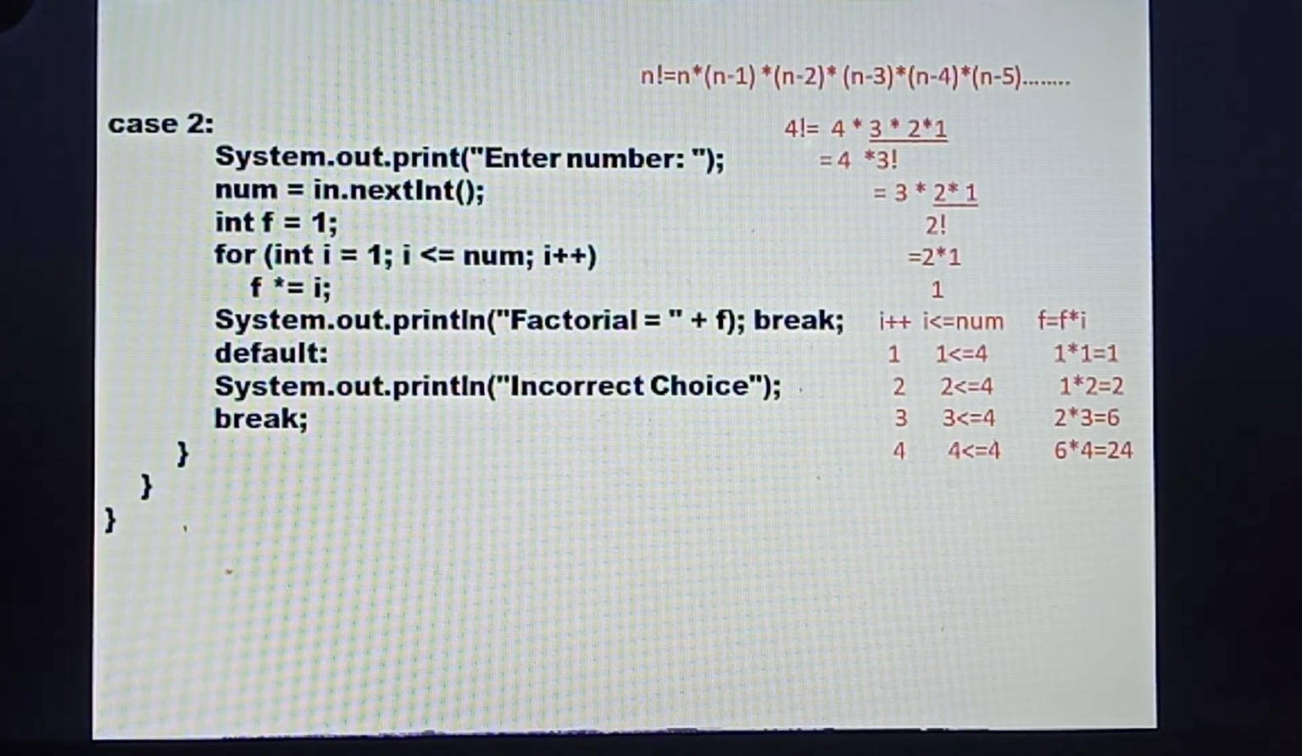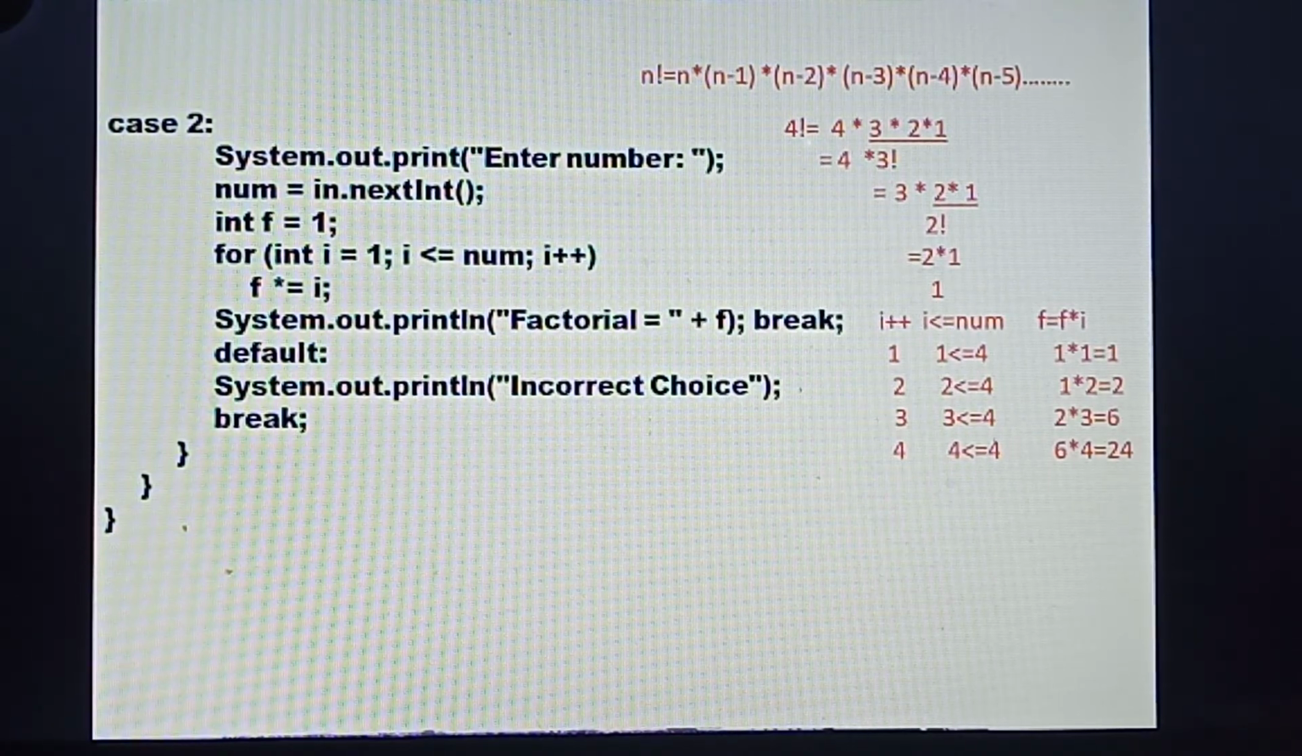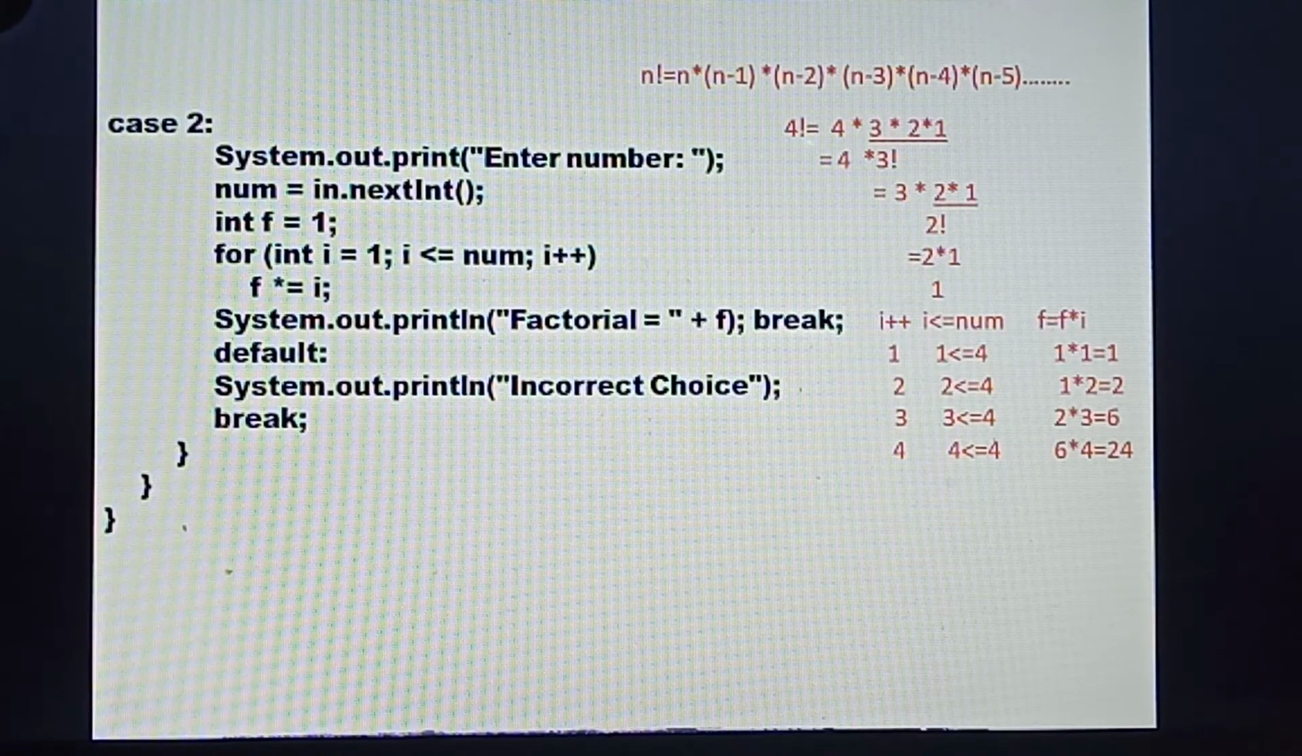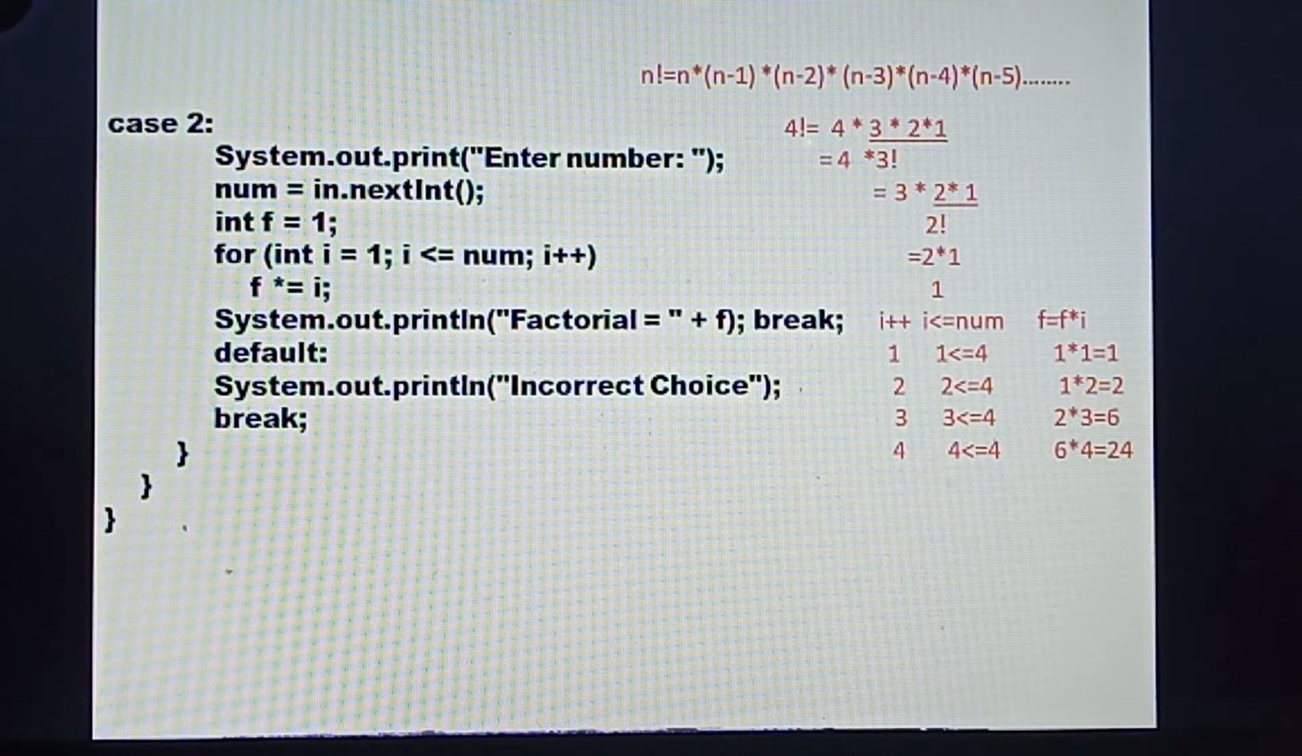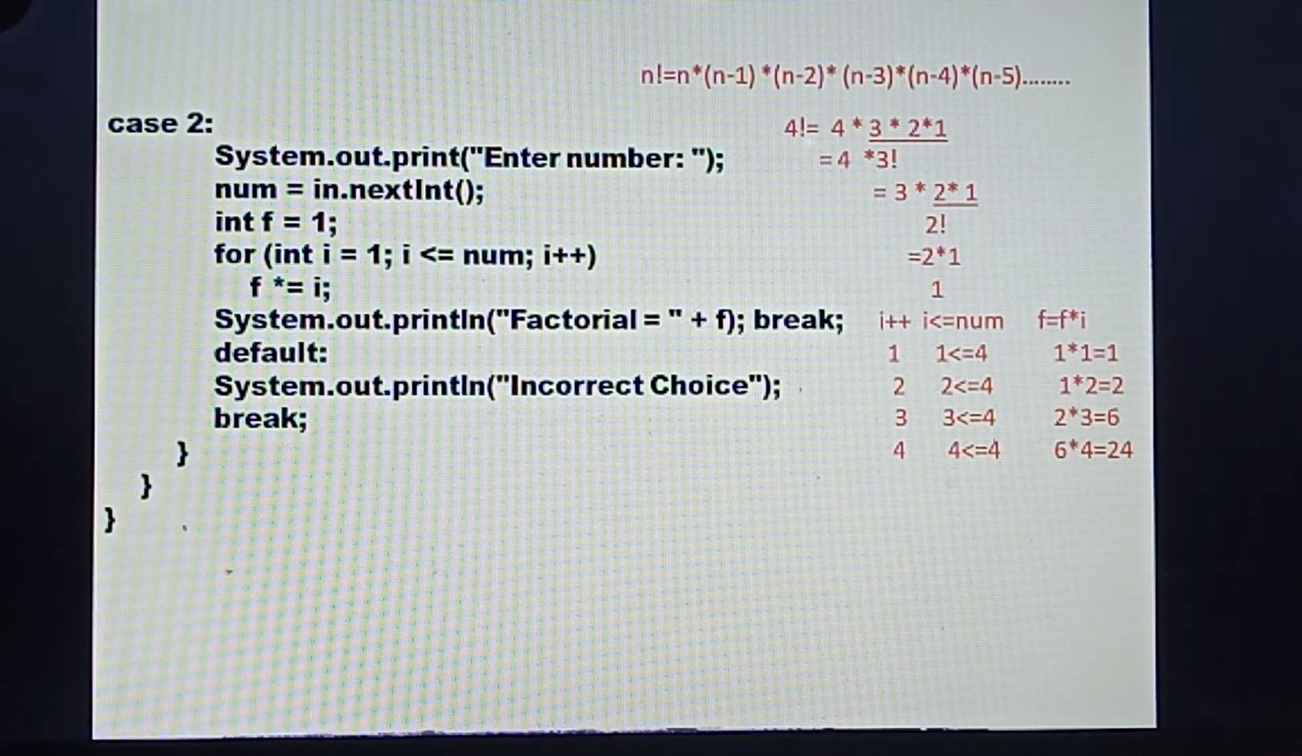Now if you run this program, it will be like this. i plus plus, i less than equal to num, then f equal to f into i. For the first iteration, 1 is less than equal to 4, correct? So our factorial will be 1 into 1, you will get 1 only. In the second iteration, 2 is less than equal to 4, and our factorial is 1 only, so 1 into 2 gives 2. In the third iteration, 3 is less than equal to 4.